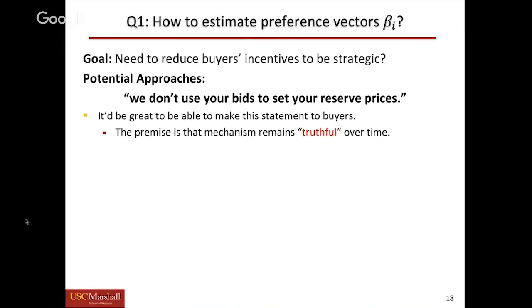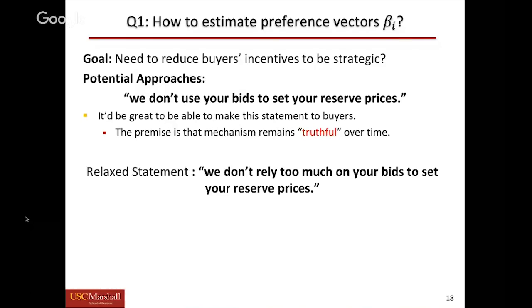Recall our goal. We want to come up with methods that reduce the buyer's incentive to bid strategically. Now, suppose that you can convey a statement to the buyers that their bids are not going to be used in setting their reserve price. It's good in the sense that they don't have any incentive to be untruthful because the bids are not going to be used anyway. But we cannot use this approach because the buyers are heterogeneous. So you cannot use the bids from other buyers to learn the purchase behavior of that specific buyer. If you want to see what that buyer is doing in the market, you need to use the bids.